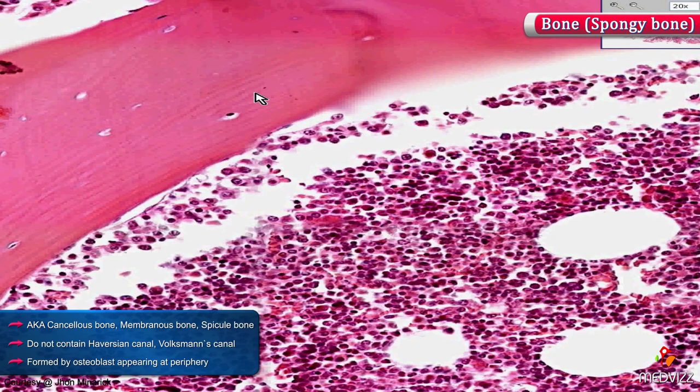This is spongy bone. And these spicules are separated from other spicules by either fatty marrow or hematopoietic marrow. And as you can see here, these cells are not fat, even though there are a few fat cells, so this is a hematopoietic marrow.